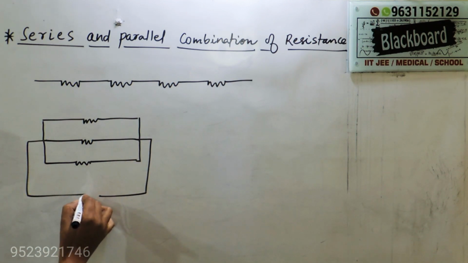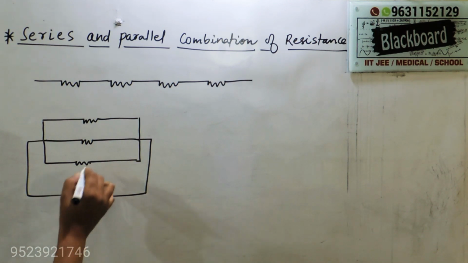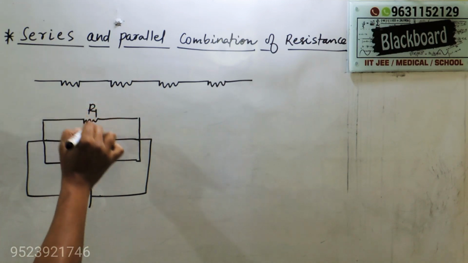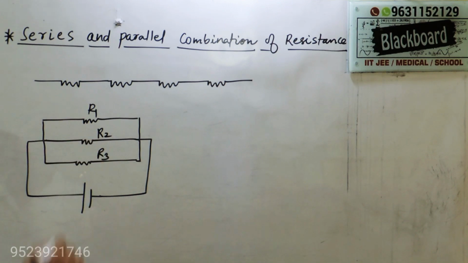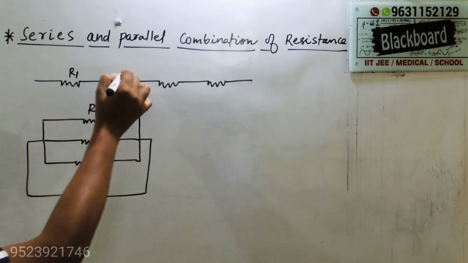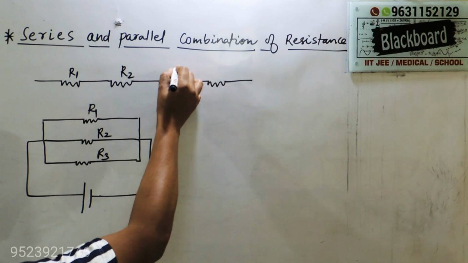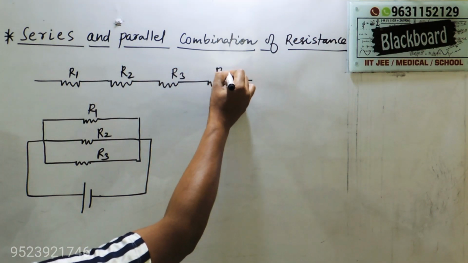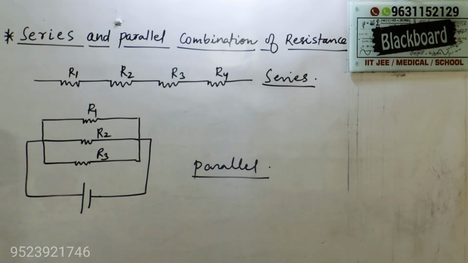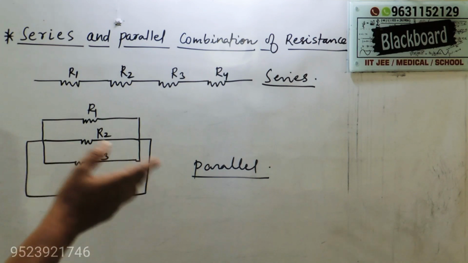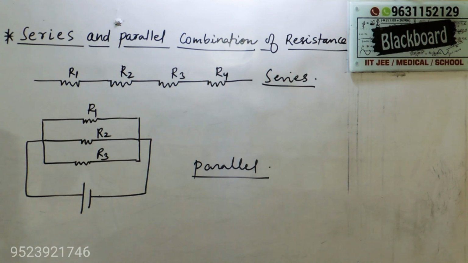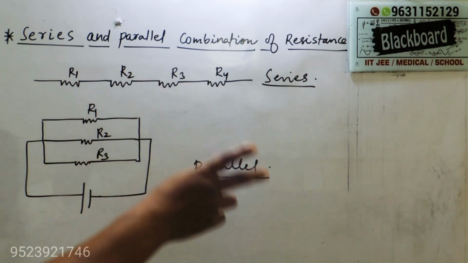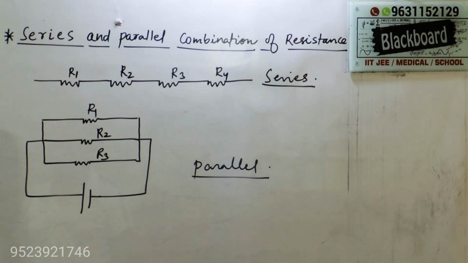Here this is your battery, and this is resistance R1, resistance R2, resistance R3, and R4. There are two basic simple ways of combining the resistance. We refer to them as series combination of resistance and parallel combination of resistance.